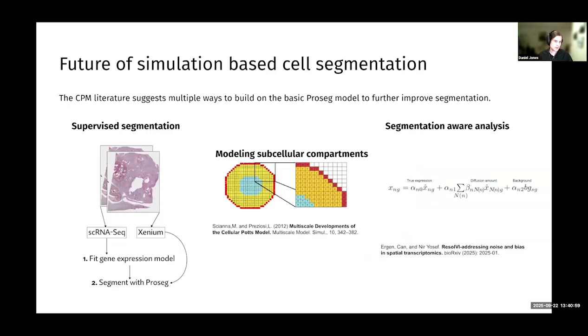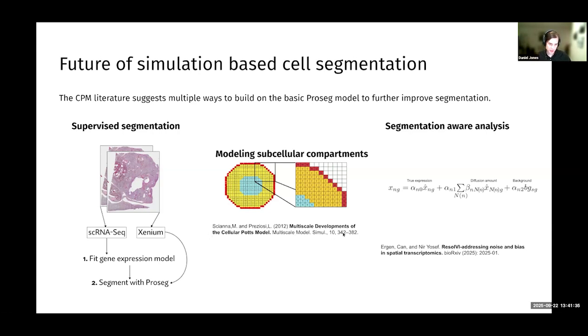So just to talk really briefly about where I see this headed. I think this is a pretty promising direction for cell segmentation for transcriptomics data. And there's a lot of different ways you could build upon this, which I'm exploring now. One, which I think will be fairly straightforward, is to do supervised segmentation. So if you happen to have a single cell RNA-seq that closely matches your data, you can train the segmentation model on that to inform it ahead of time which genes should be co-expressed.